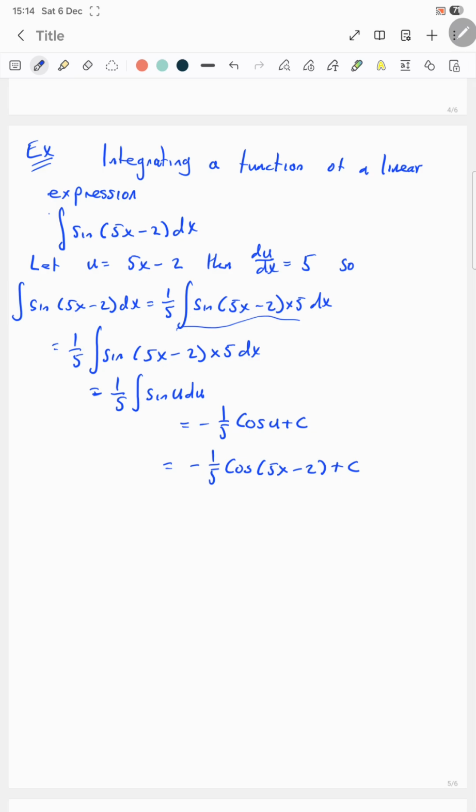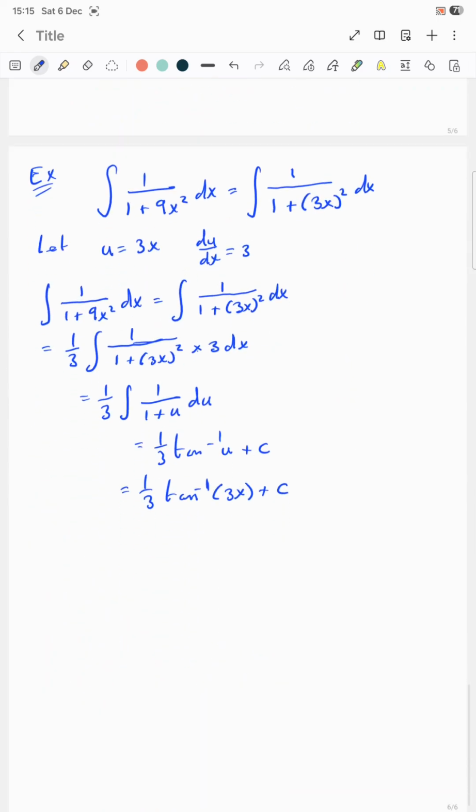And once we substitute in the u, we get this, and doing the integration, we get this. Plugging back in again the values for u, we get this. So that's that example. Now moving on.